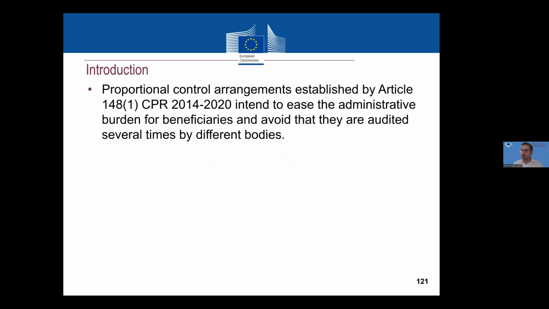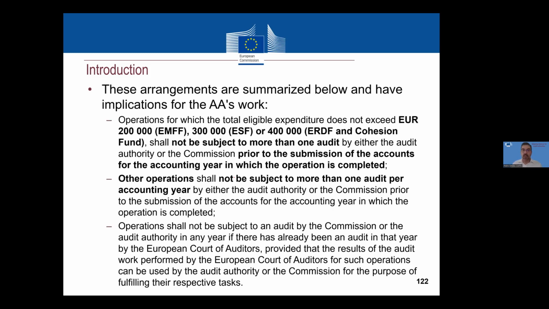So let me start with the 14-20 programming period. You all or many of you remember that in this period, these proportional control arrangements conditions were established to reduce the administrative burden of the beneficiaries, to avoid that some beneficiaries are audited several times by different bodies. And because of this, some rules have been set.